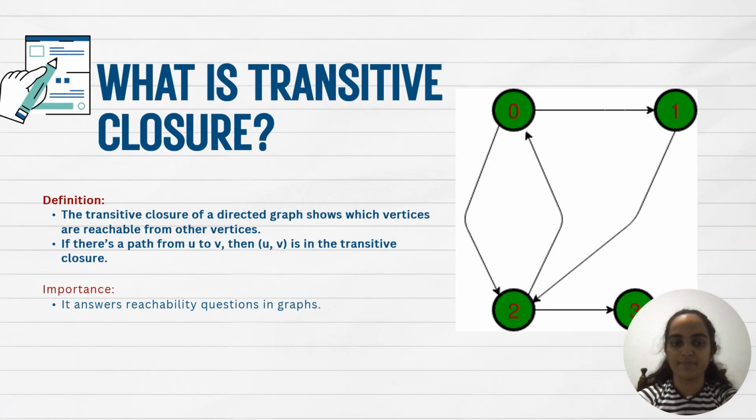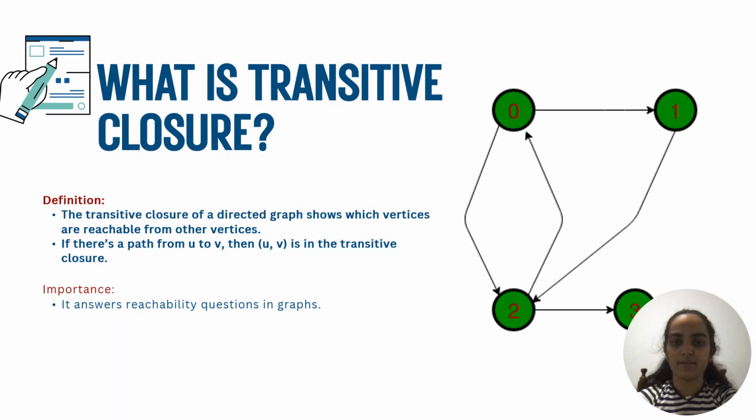What is transitive closure? First, let's understand what transitive closure means. The transitive closure of a directed graph shows which vertices or nodes can reach other nodes either directly or through other nodes. In simple words, if there is any path from node U to node V, then that pair is included in the transitive closure. This is useful because it helps answer reachability questions, like can I get from A to B somehow?